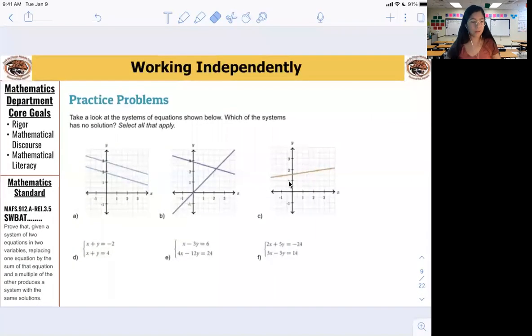So this was all from the review that you had to do on Friday that most of you did not do. So if you didn't do it, this is your chance now to see those problems and understand them. Take a look at the systems of equations shown below. Which system has no solution? Select all that apply. When I see this, what do I know is going to happen?